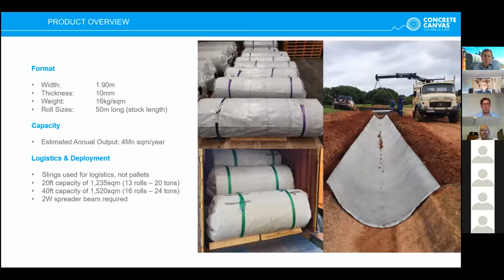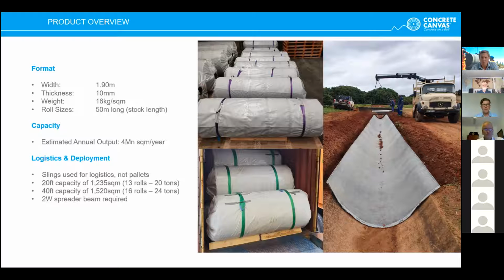In terms of manufacturing format, CCX is 1.9 meters wide. It is 10 millimeters thick. It weighs approximately 15 kgs per square meter, with stock roll lengths being typically 50 meters. Maximum annual output capacity is anticipated to be around 4 million square meters per year, giving us the ability to support some of the canal lining mega projects that are out there.